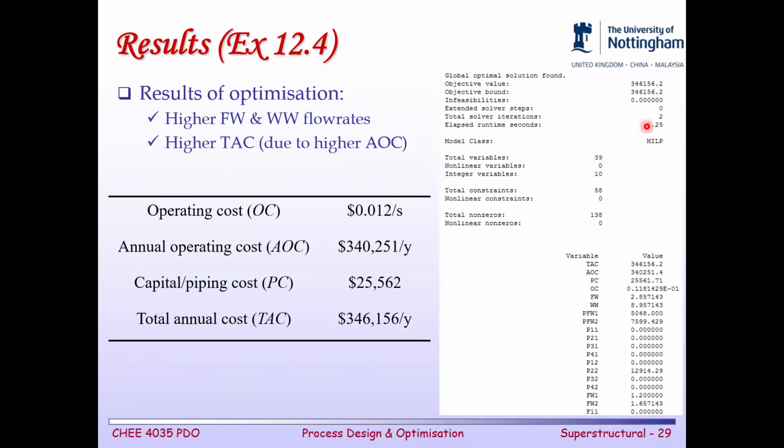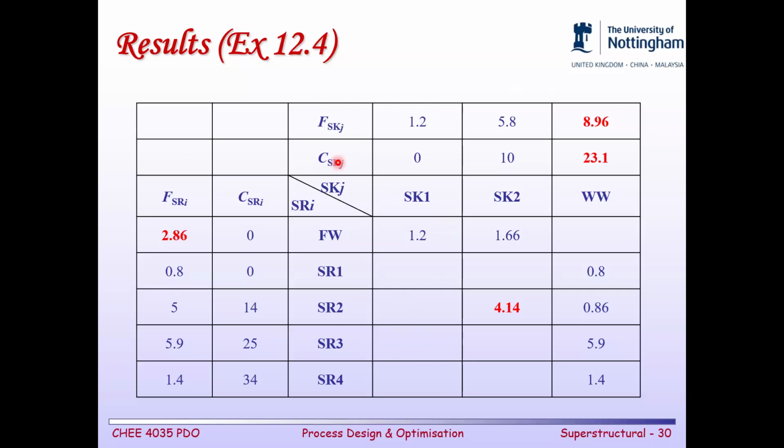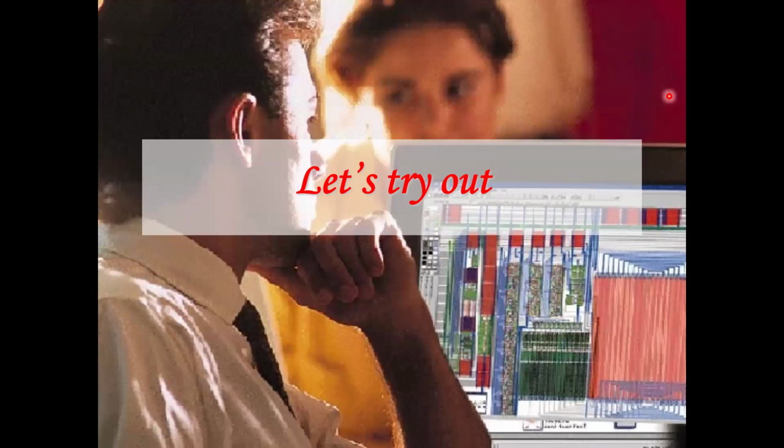Oh, by the way, notice that the model class is now mixed integer linear programming because there's a mixture of continuous and binary variables. Okay. And this would be the connection for the optimal solution. So please check if you got the same. And this would be the quality of the wastewater. Okay. At this point, you can pause the video to try it yourself.